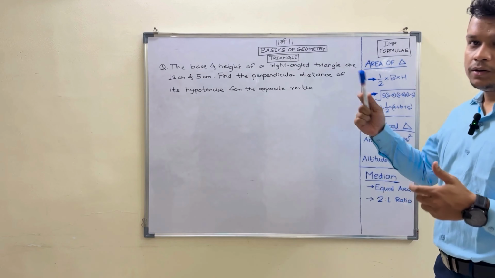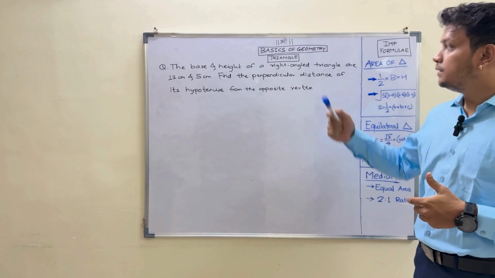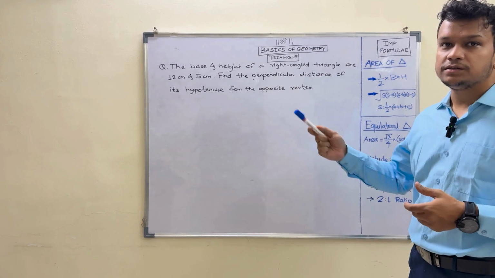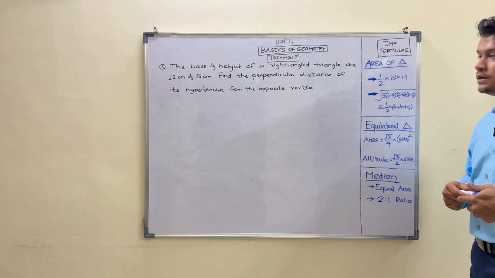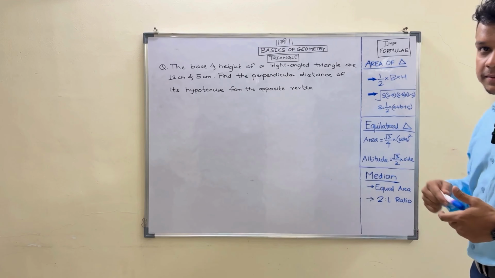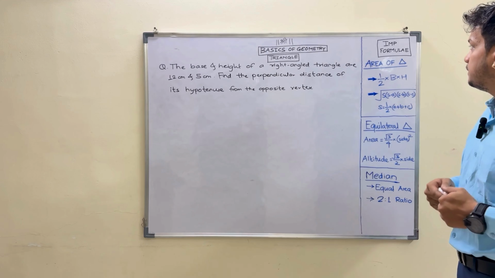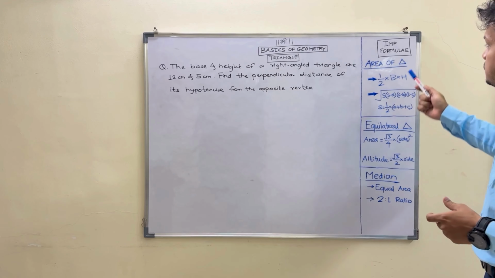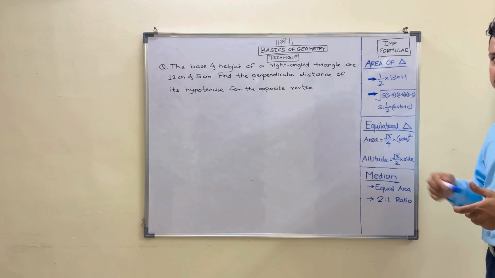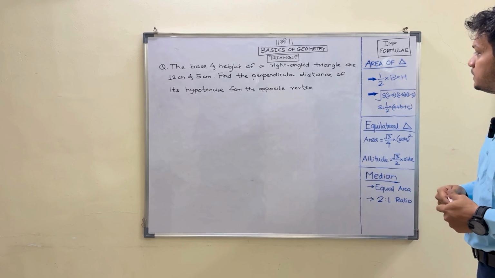Today we are going to talk about the basics of geometry and continue to solve some questions related to the subject triangle. In the previous lecture we talked about different concepts and formulae related to triangle. I have just noted down some of the important formulae. First is the area of a triangle. If I have to compute the area of a triangle, we have two formulas.